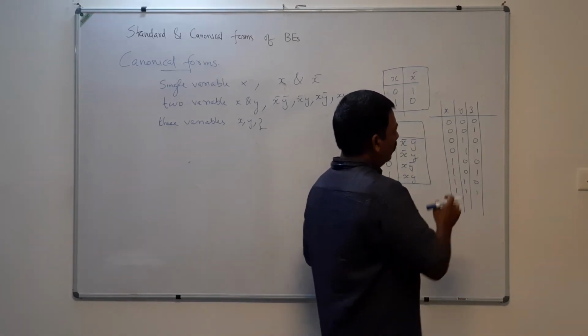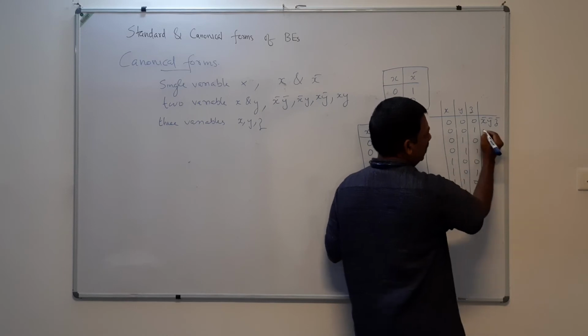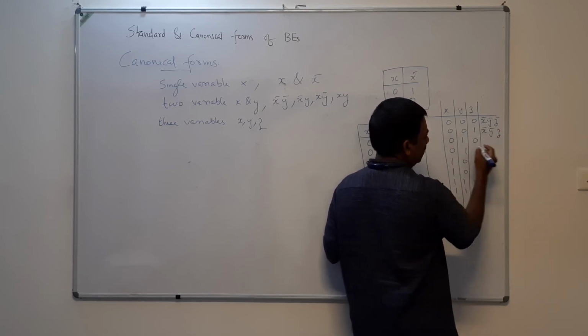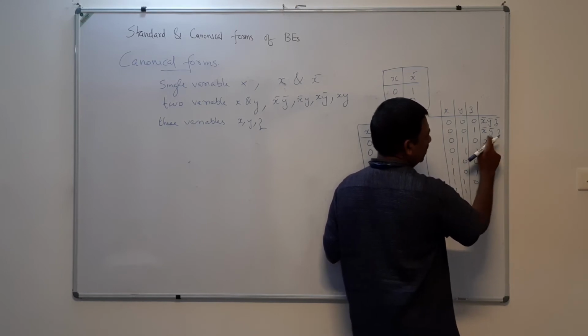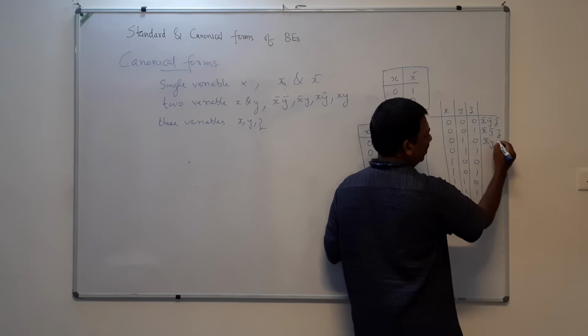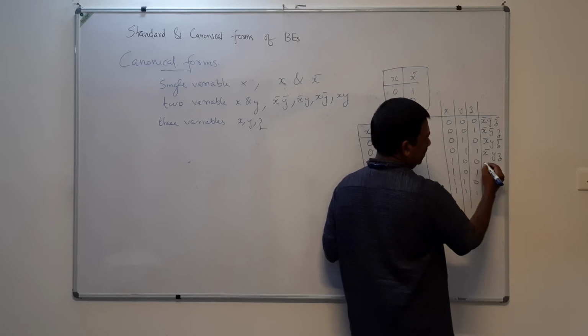And what is this? x bar, y bar, z bar. What is this? x bar, y bar, z. What is this? x bar, y, z bar. This is x bar, y, z. What is this? x, y bar, z bar.